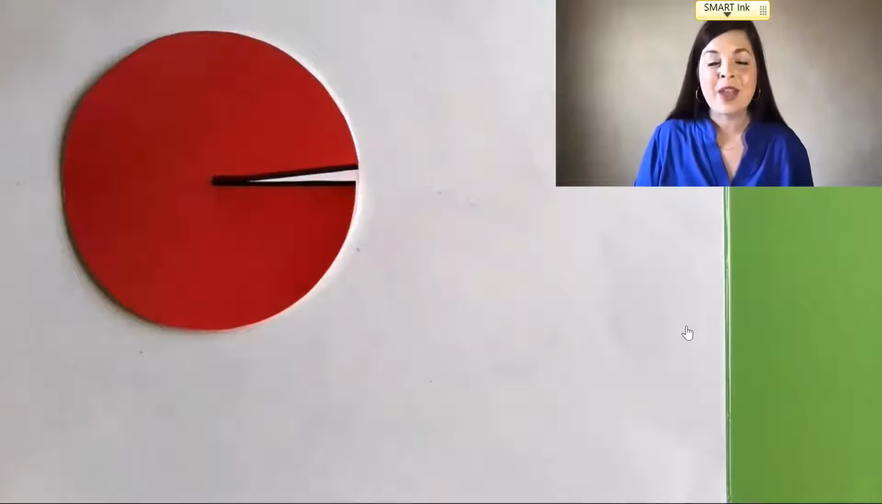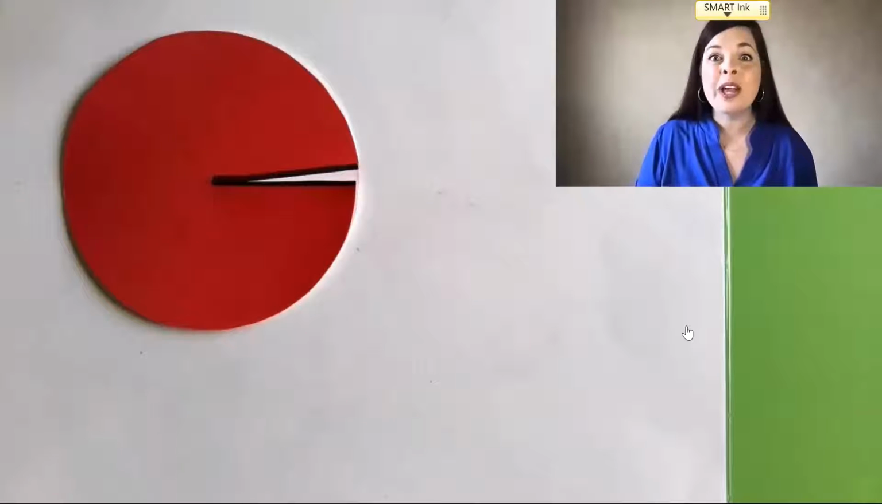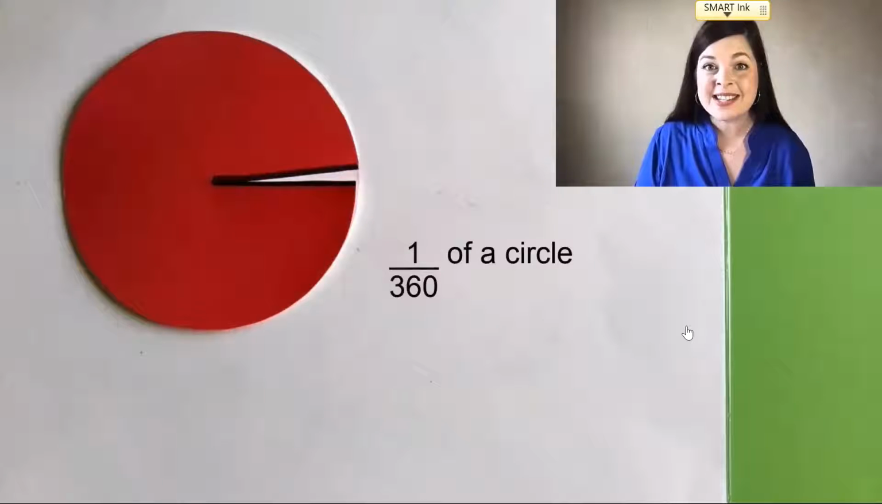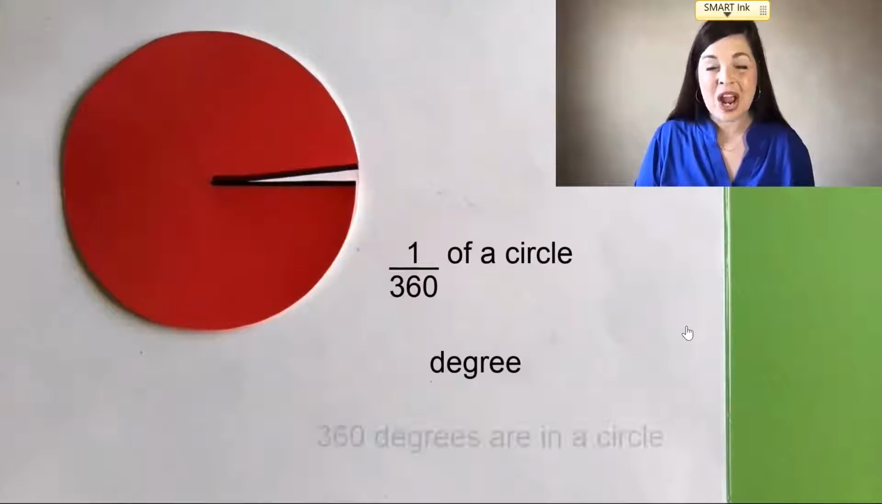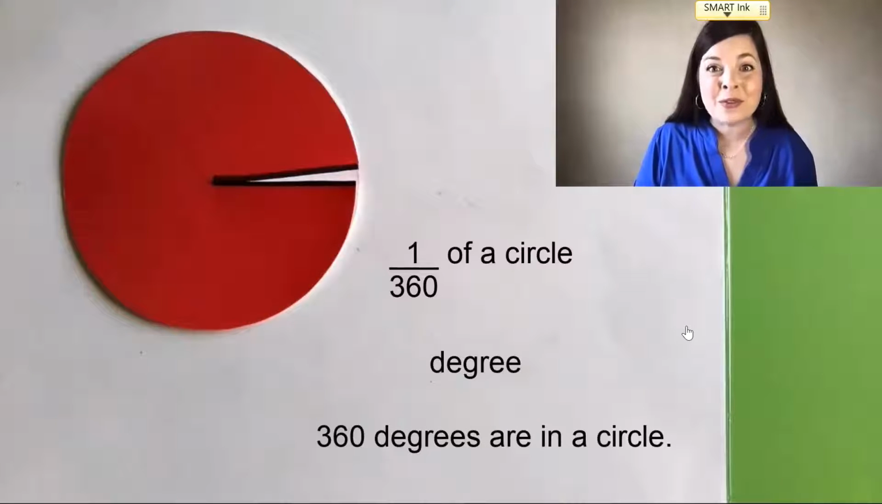And guess what? We have a special name for 1/360th of a full turn or 1/360th cut from a circle. It's called a degree. Everyone say degree. How many degrees are in a full turn or in a full circle? 360 degrees are in a full circle.